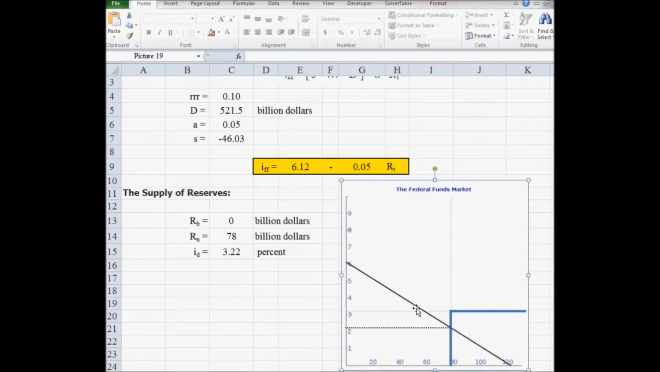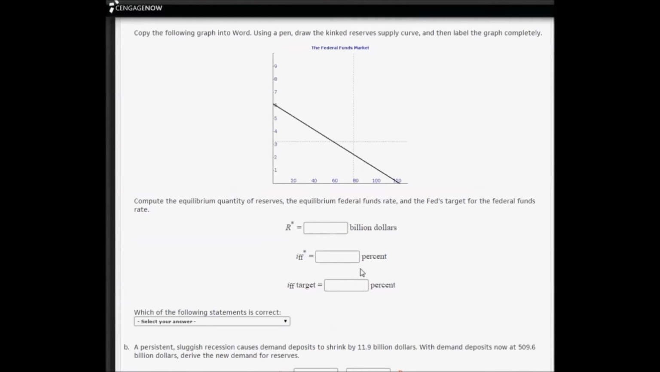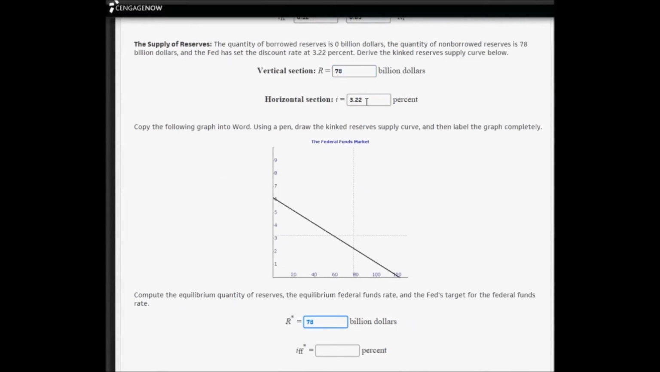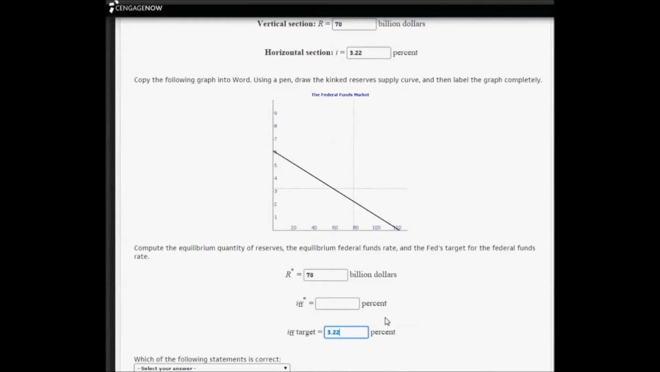The equilibrium federal funds rate is the interest rate at the intersection of demand and supply. The equilibrium federal funds rate is roughly 2.2%. Next, we want to actually calculate the equilibrium quantity of reserves, equilibrium federal funds rate, and the Fed's target for the federal funds rate. The equilibrium quantity is just 78. The target is 1 percentage point less than the discount rate. So if the discount rate is 3.22, the target is 2.22.